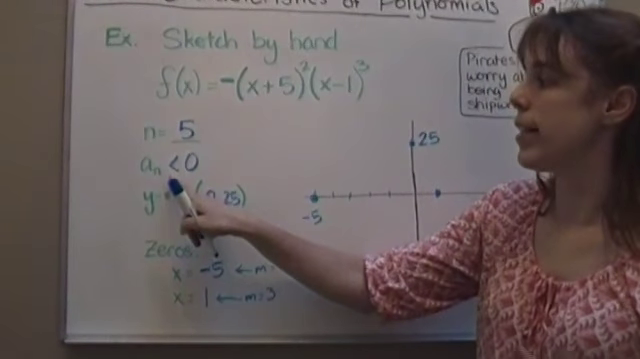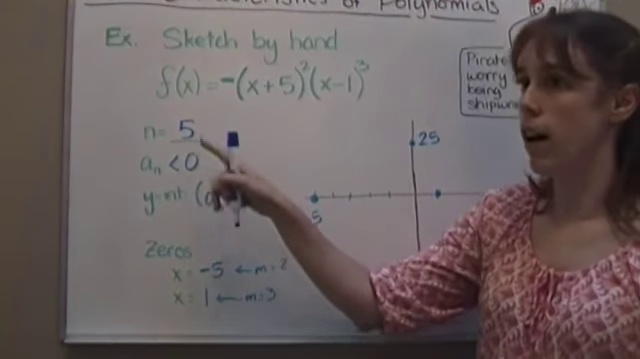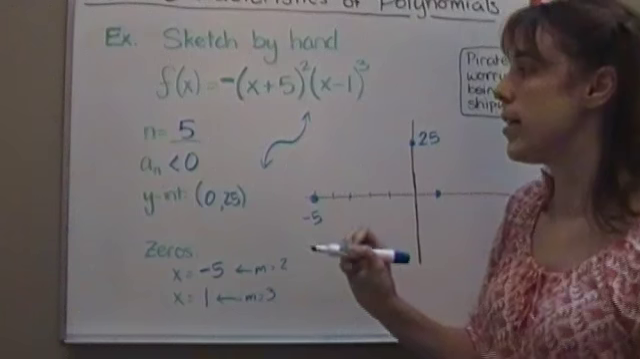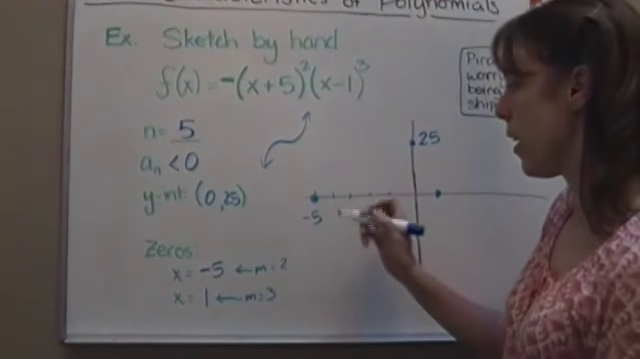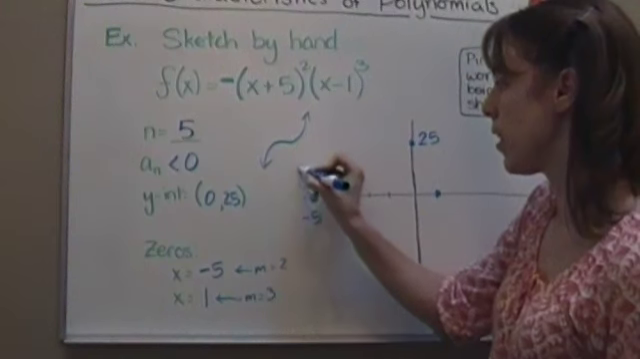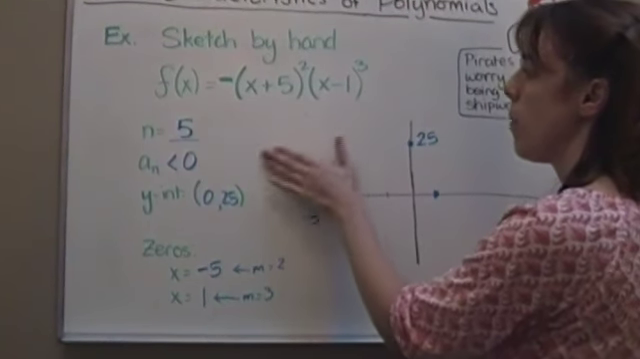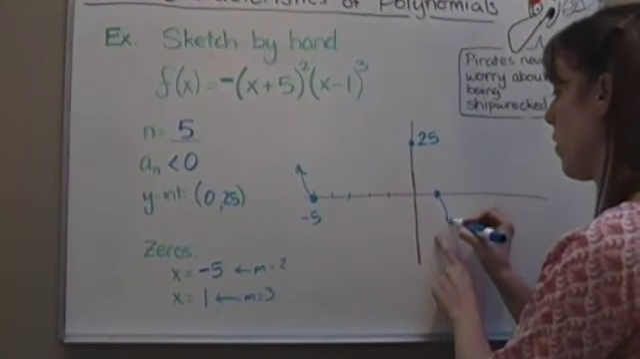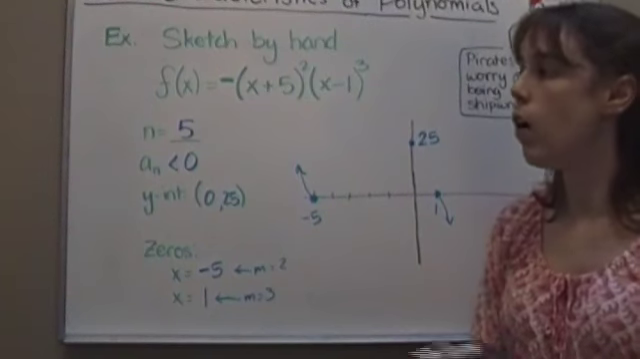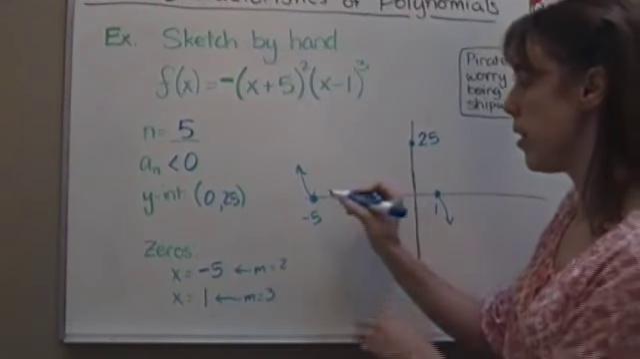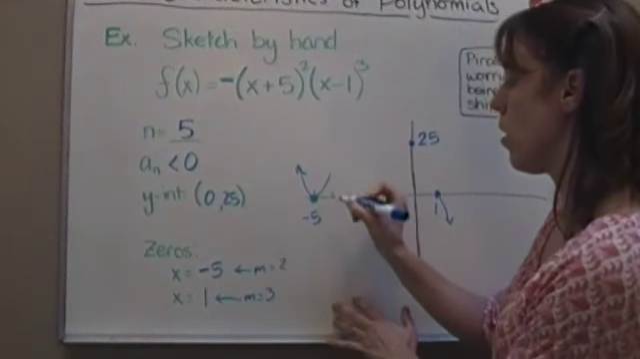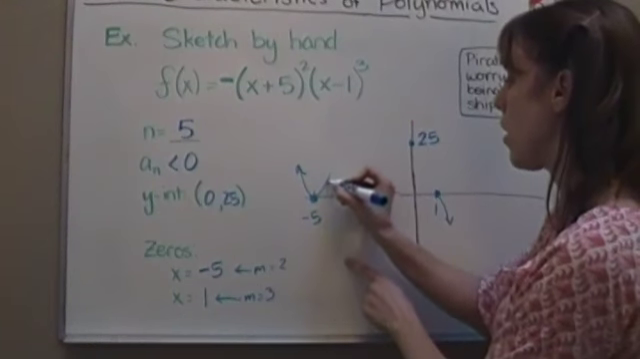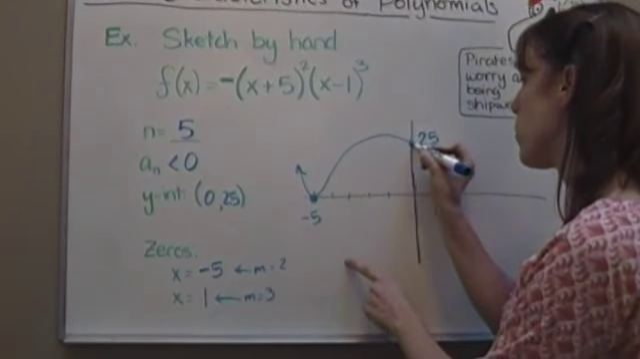So a sub n is less than 0, and it's odd. So normally odd functions do this. If it's negative, upside down. So it'll come out of here like this, and it'll come out of its last 0 on the right, going down. Okay, 1. Okay, so at negative 5, the multiplicity is 2. Let's make it bounce. Now, I have no more zeros here, so I know it's just going to climb up and come through 25.